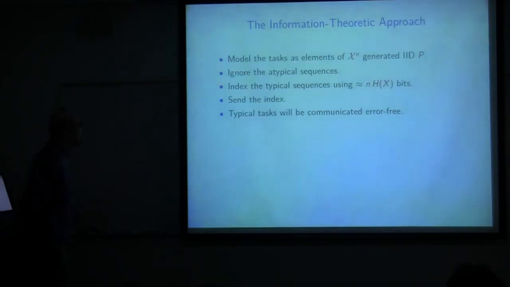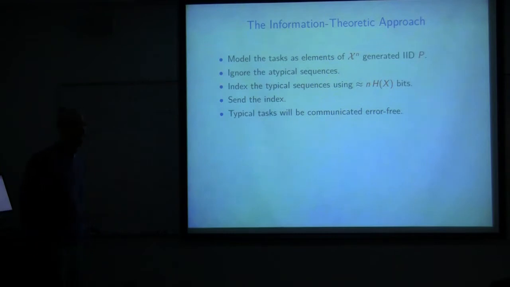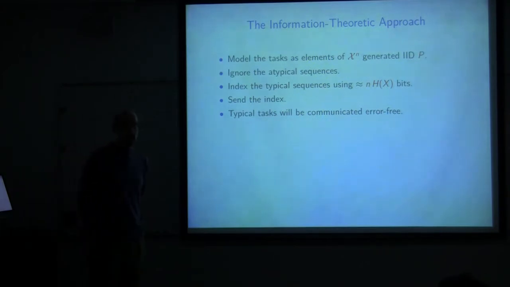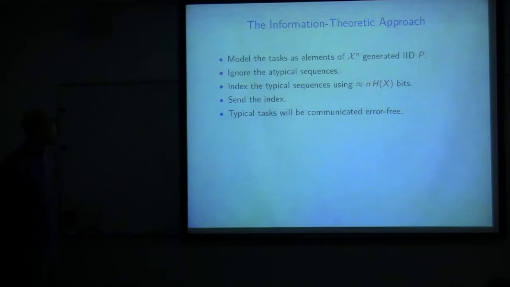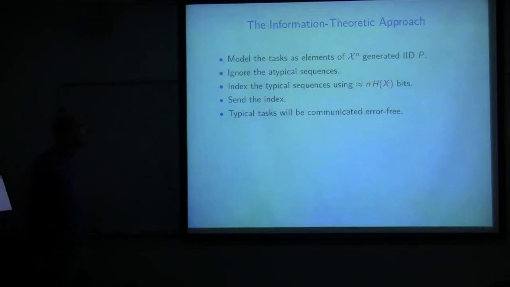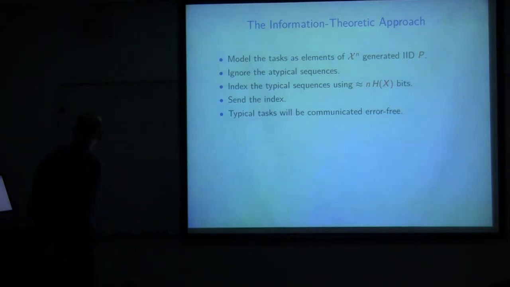So the information-theoretic approach is to model the tasks as elements of X to the n, so sequences over the finite alphabet X, generated i.i.d. And then what we do is we ignore the atypical sequences. We index the typical sequences. That requires n times the entropy number of bits. And we send the index, or the description of the typical task that you're required to do. And of course, the idea is that if R is larger than the entropy of X, then the typical tasks will be communicated error-free. So this is the information-theoretic approach.